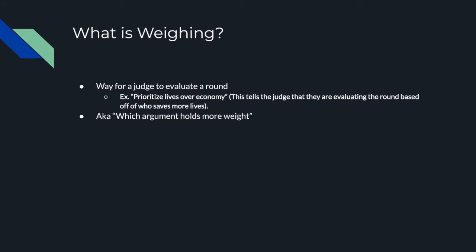The first question that obviously needs to be answered is, what is weighing? Weighing is a way for a judge to evaluate a round. For example, you could weigh by saying that the judge should prioritize lives over the economy, and this signals to the judge that they are evaluating the round based off of who saves more lives. And as the name implies, weighing is essentially which argument holds more weight.